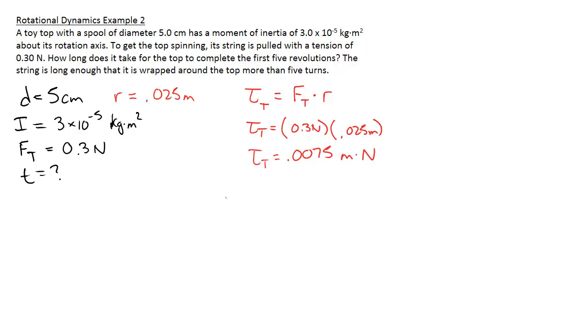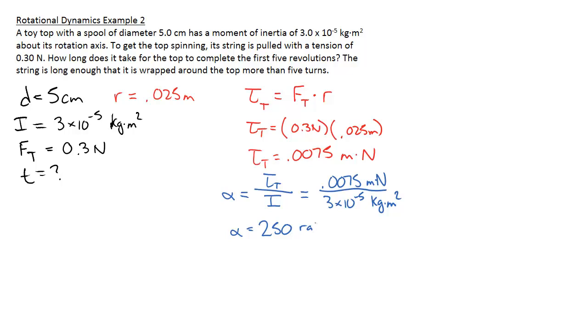Now, the next thing I can do here is, since I know the torque and I also know the moment of inertia, I can figure out the angular acceleration, because the angular acceleration is equal to the net torque, in this case just that torque of tension, divided by the moment of inertia. So if I plug in the values, my torque is 0.0075 meter newtons, and the moment of inertia is 3 times 10 to the negative fifth kilograms meters squared. If I solve this, 0.0075 divided by 3 times 10 to the negative fifth, I get 250 radians per second squared for that angular acceleration.